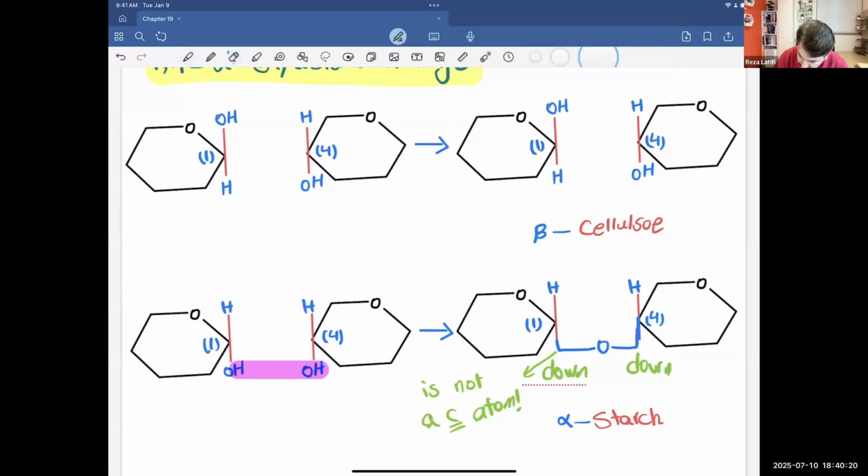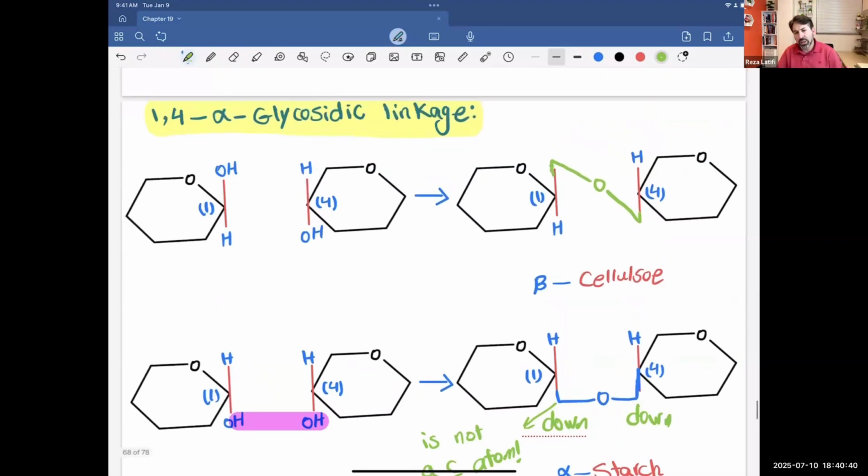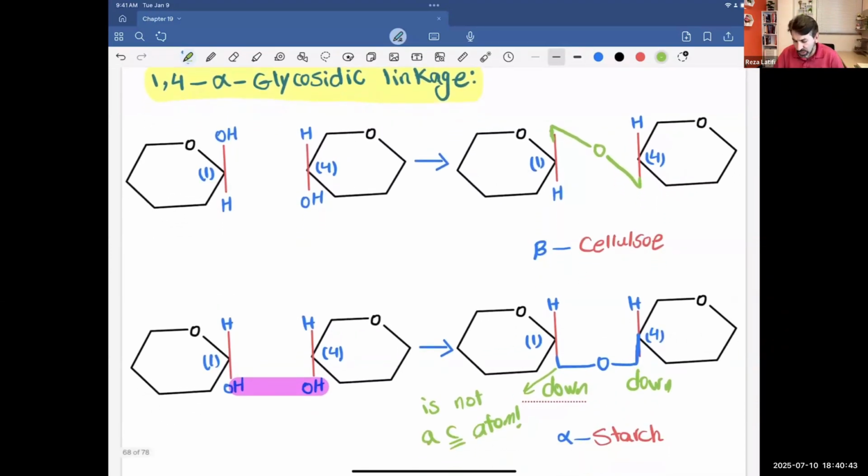Another one, if I take these two, forgive me. The bridge is going to be something like this. Put oxygen somewhere in the middle, then connect those two. Now, for the top one, one of them is pointing up and another is pointing down, and that's going to give you the 1,4 beta linkage, the 1,4 beta glycosidic linkage or bond.